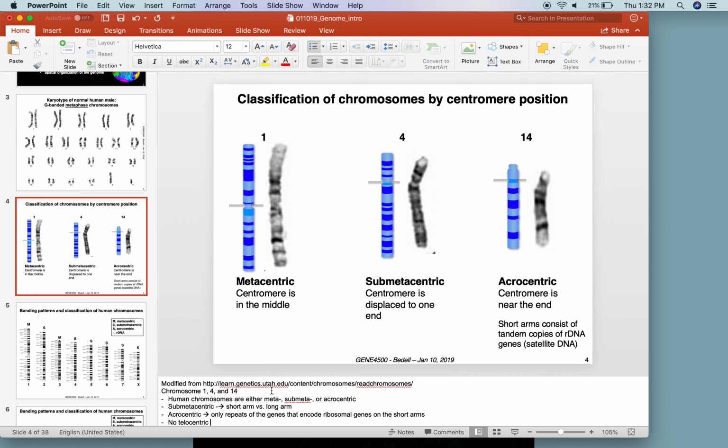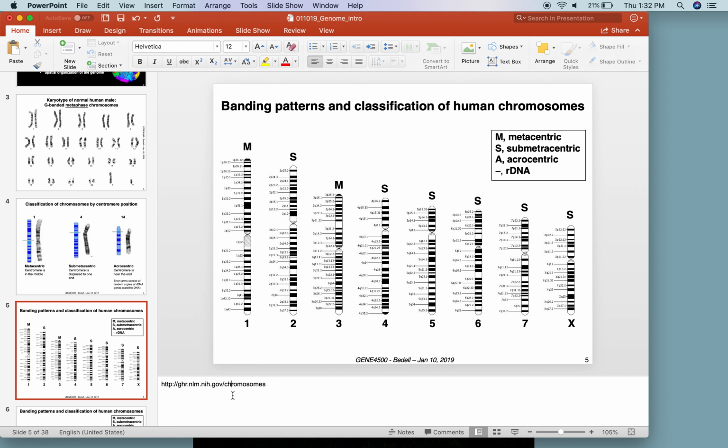Now, of course, you don't have to learn all these bands, and you don't have to identify that chromosome 1 is a metacentric, chromosome 2 is a submetacentric. I just want you to know that each chromosome has a characteristic size, a characteristic position of the centromere, as well as a characteristic banding pattern.